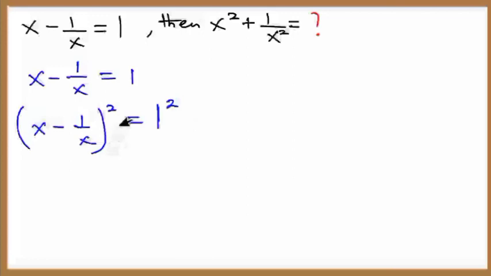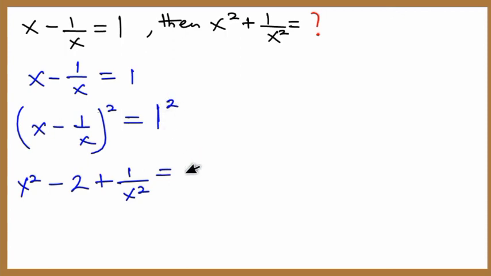Now expanding the left-hand side, this gives me x^2 minus, now this 2 multiplies this one, so I'll have 2x/x, which gives me negative 2, plus, now here this 1 squared gives me 1 divided by x squared, equals 1. Now you can see x^2 + 1 divided by x^2 here.